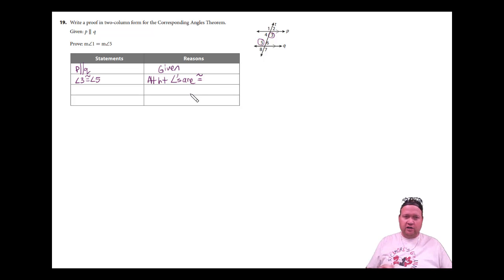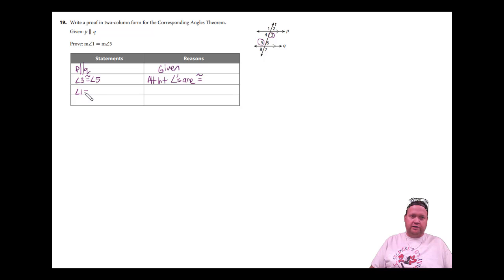We're not going to call it the alternate interior angles theorem. Let's just make a statement. And if angle 3 is congruent to angle 5, I've got to introduce angle 1 into this proof. 1 and 3, I wonder if you remember what kind of angles angle 1 and 3 are.